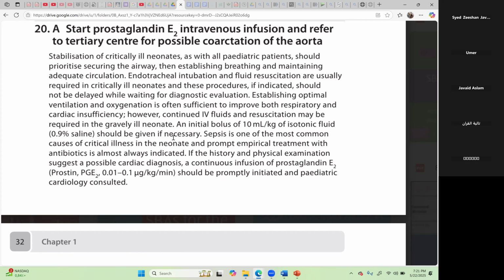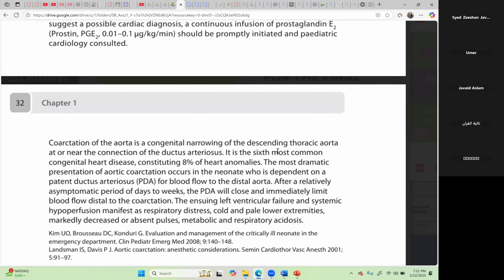in coarctation of aorta, which is a congenital narrowing of the descending thoracic aorta at or near the connection of the ductus arteriosus. That's what I was telling you. It is the second most common congenital heart disease, constituting 8% of heart anomalies. The most dramatic presentation of aortic coarctation occurs in the neonate who is dependent on a PDA.